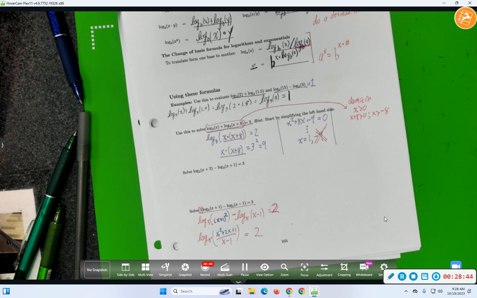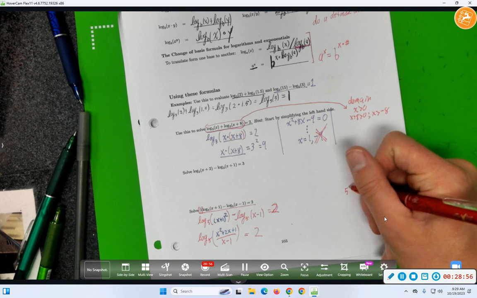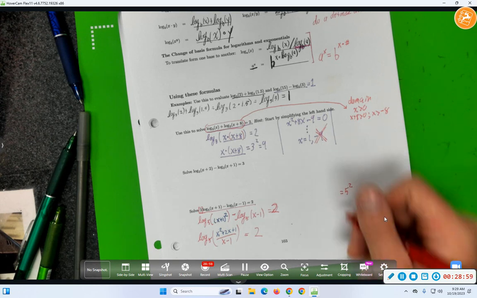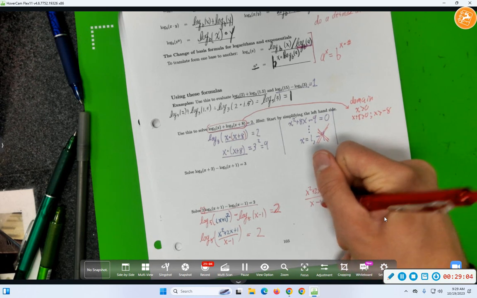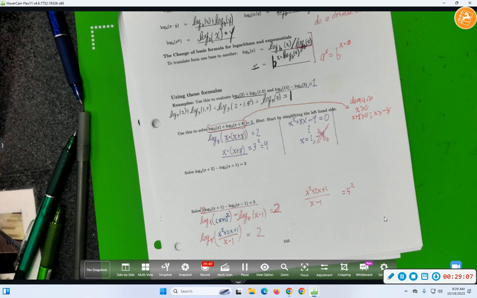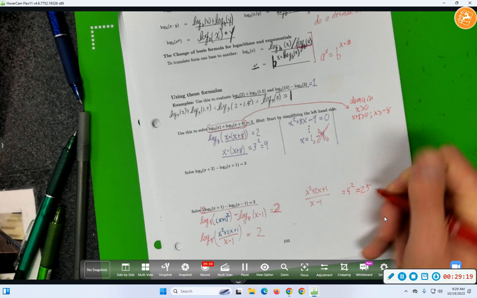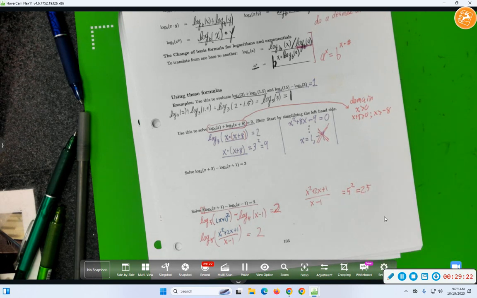So what should we do next? Let's put it in exponential form, and let's go through all of the steps of doing that. What's the base? Raised to the power equals whatever it was that was on the left-hand side. Excellent. And I guess what's 5 squared? 25. All right. Does that look like an equation you know how to solve?